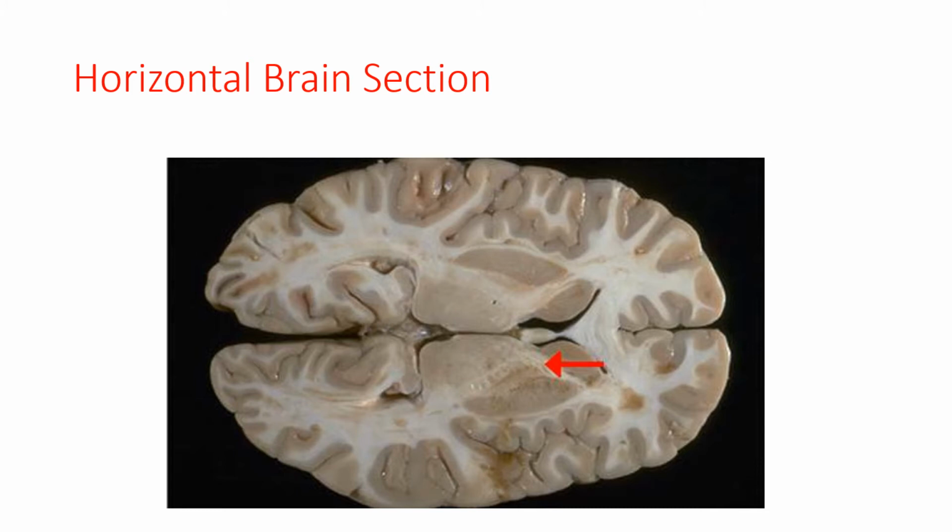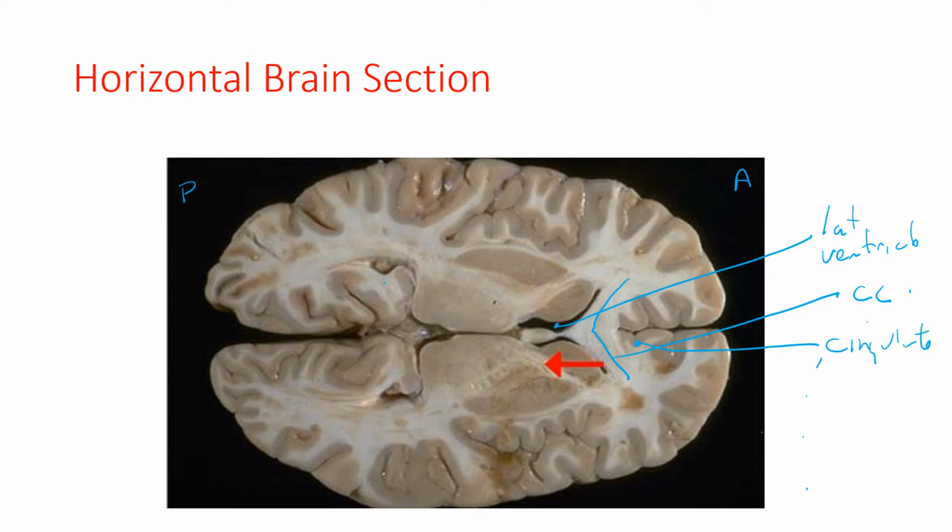This is another horizontal section a little bit below the one that we just looked at. Again, anterior, posterior here. And as we look at this, we can go through the litany that we have been talking about all through this laboratory. So we have lateral ventricles. If we can identify the lateral ventricle, we can identify the corpus callosum. We can identify the cingulate gyrus. We can identify the septum pellucidum.